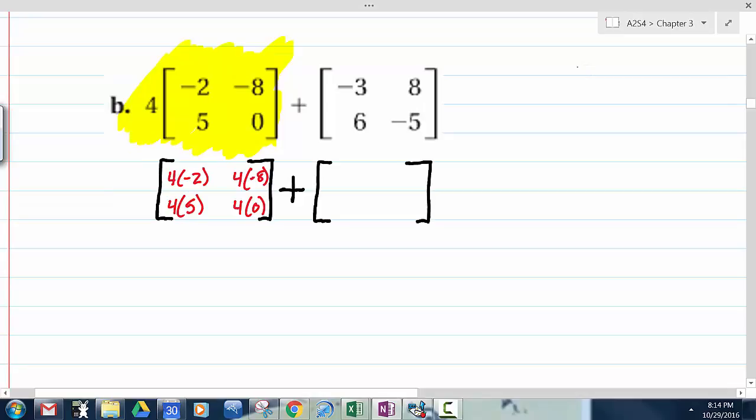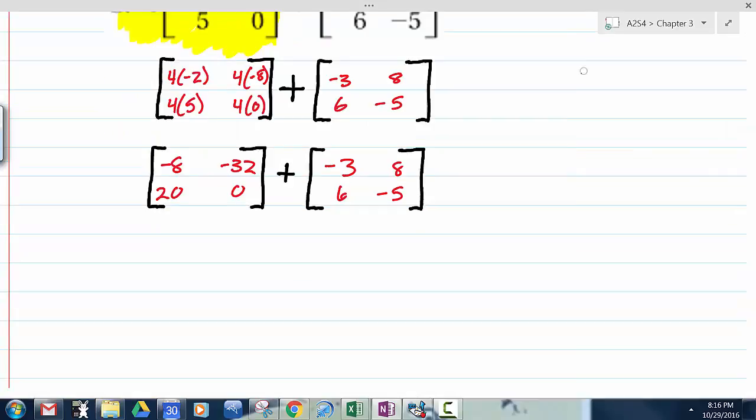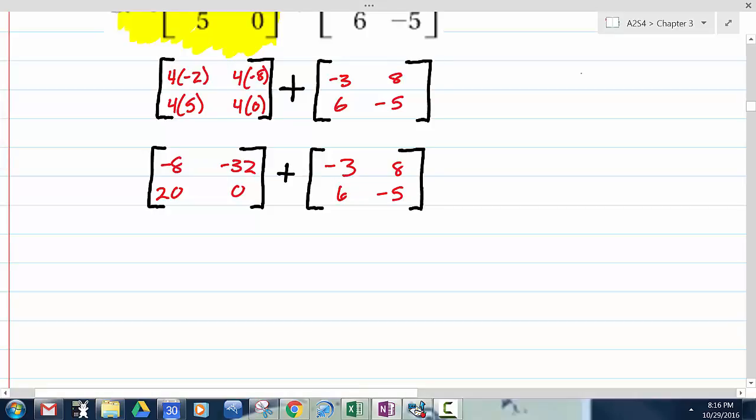Now notice that I'm going to multiply that 4, distribute the 4 into the matrix. So I'll multiply every single number inside this matrix by 4. And we still have this matrix over here, but we're not doing anything yet. We're not adding until we multiply. So once all of that's done, now we can add those matrices together. So when I add all of those together, I should end up with negative 11, negative 24, 26, negative 5.